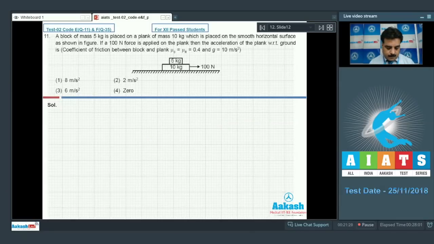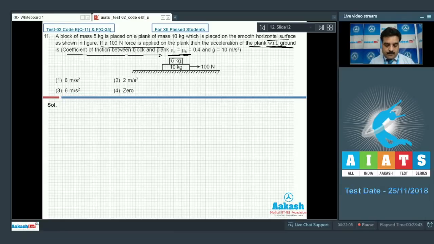In question number 11, a block of mass 5 kg is placed on a plank of mass 10 kg, which is placed on a smooth horizontal surface. As shown in the figure, if a 100 Newton force is applied on the plank, then what is the acceleration of the plank with respect to the ground? This is a very important line: with respect to the ground. The coefficient of friction between block and plank, mu s and mu k both are equal, 0.4, and you can take the value of g as 10. So I am going to solve this question.